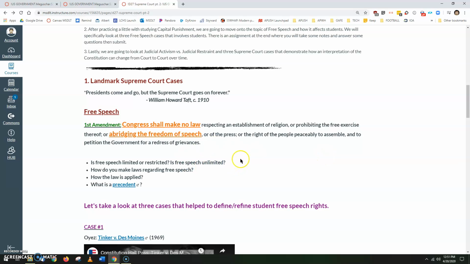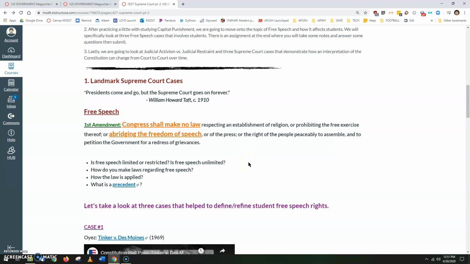So the real question becomes, we have this freedom of speech, but what does that really mean? In all cases, do we have freedom of speech? Is freedom of speech limited or restricted? Is free speech unlimited? Can I say whatever I want when I want? And I think the understanding is, no, you can't always say what you want to say.